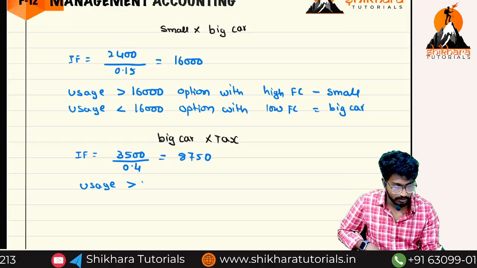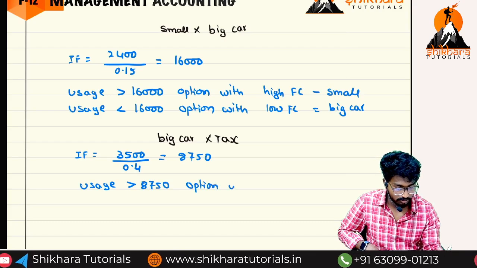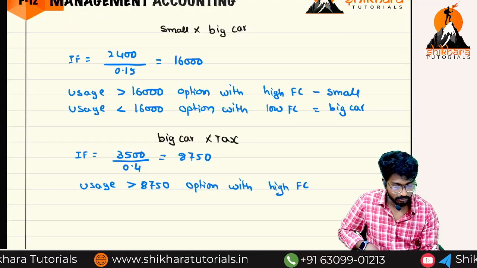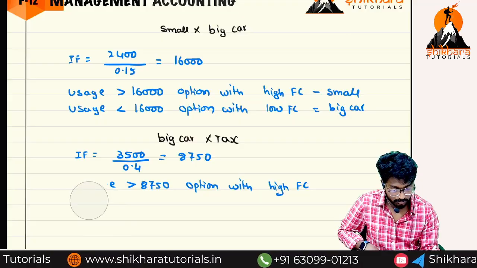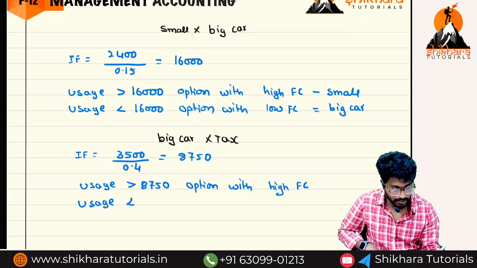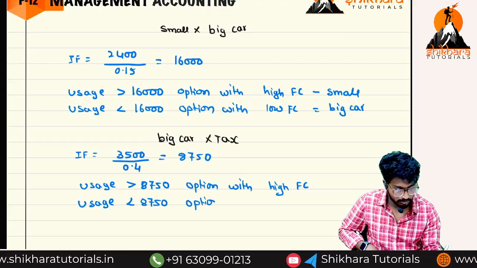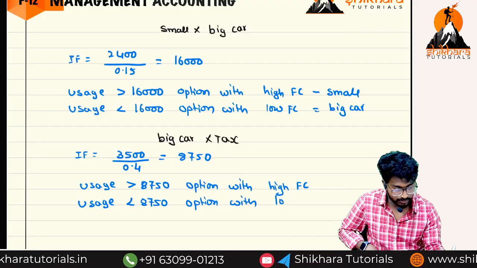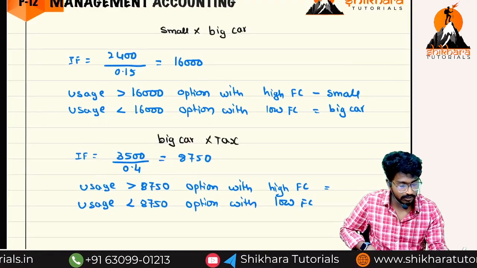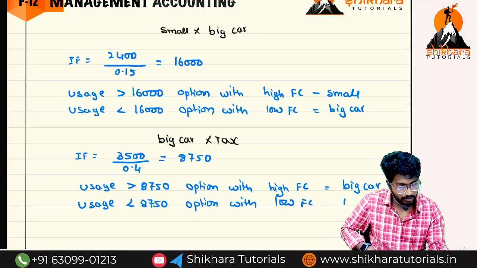Usage is greater than 8,750: option with high fixed cost. Usage is less than 8,750: option with low FC. Which is the high FC? Here it is big car, and here taxi.